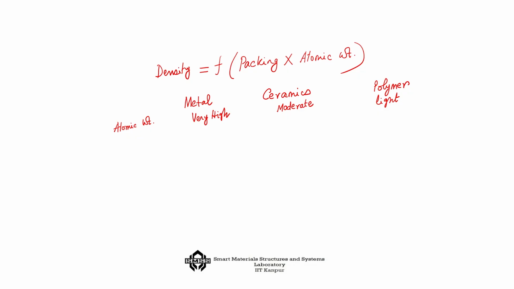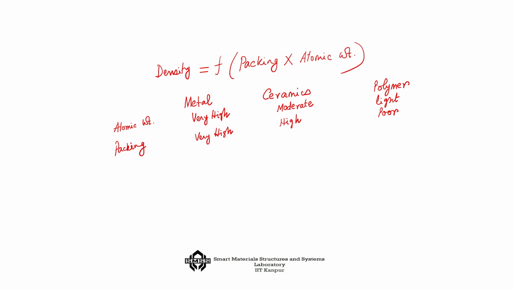Now, if you think of the packing, for metals the packing will be very high. For ceramics the packing is high. They are also crystalline, they are also regular in nature. May not be as regular as the metals, but they are also quite regular in nature. But for the polymers it is very poor packing, because there is almost no crystallinity there.